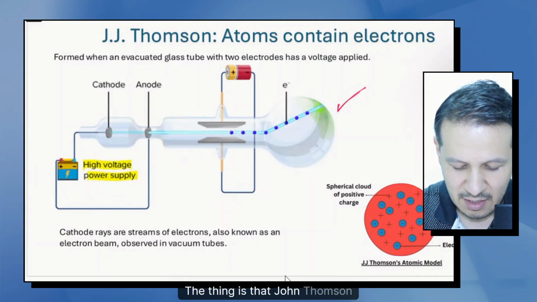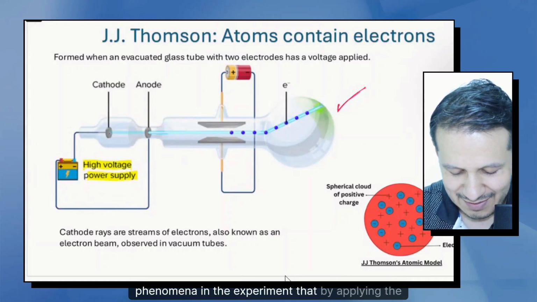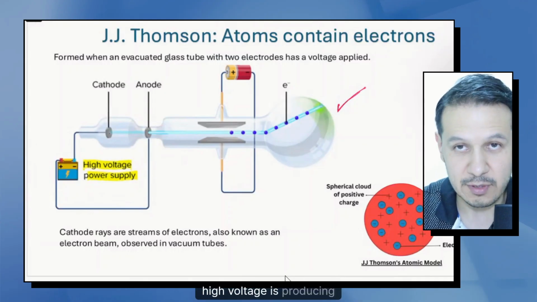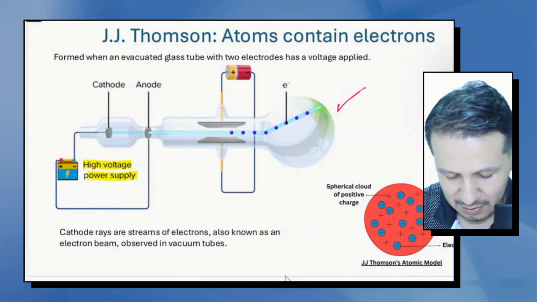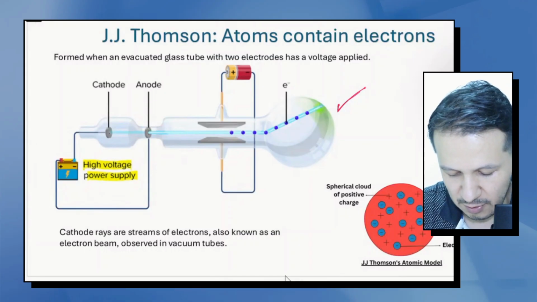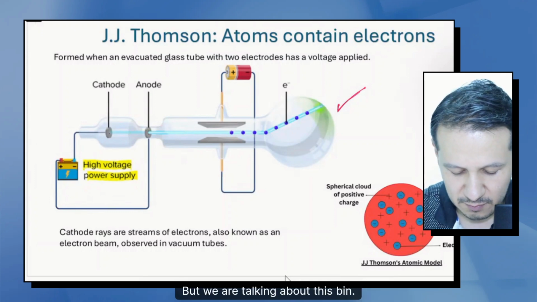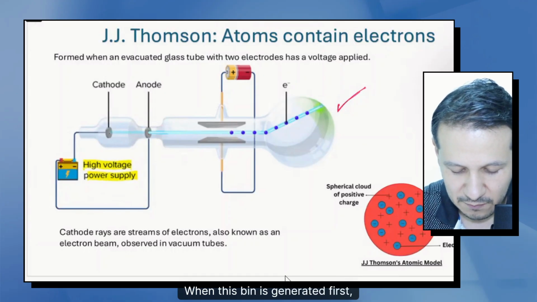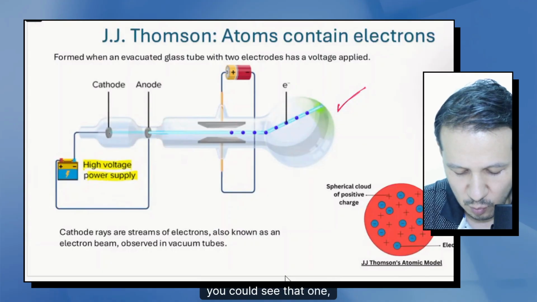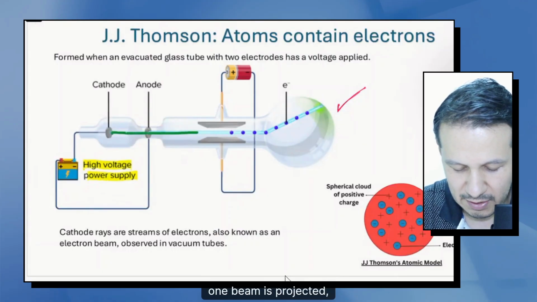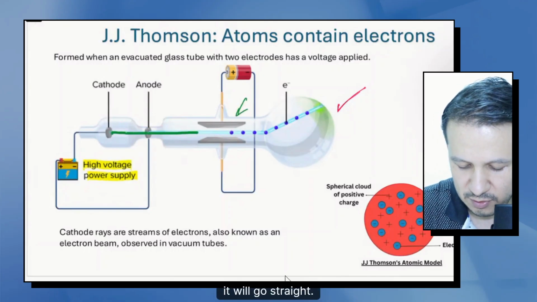The thing is that John Thomson saw this phenomenon in the experiment: by applying a high voltage, he produced what we call the ray. The whole experiment is the cathode ray tube, but we are talking about this spin. When this beam is generated, first, without putting anything else, you could see that one beam is projected. If there is nothing interfering here, it will go straight.